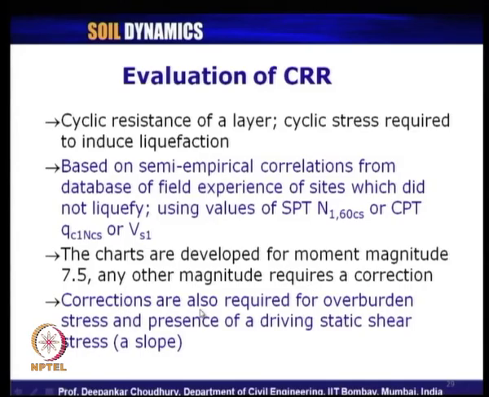Now, corrections are also required for overburden stress and presence of driving static shear stress, that is because of a sloping ground. Okay. So, overburden correction and sloping ground correction factors are also required for this cyclic resistance ratio. So, in total how many corrections are required for cyclic resistance ratio? Three. One is moment magnitude correction, second one is overburden correction, and the third one is sloping ground correction.